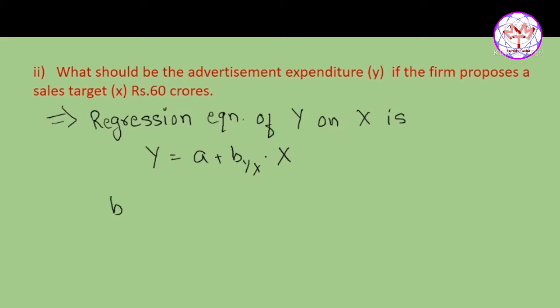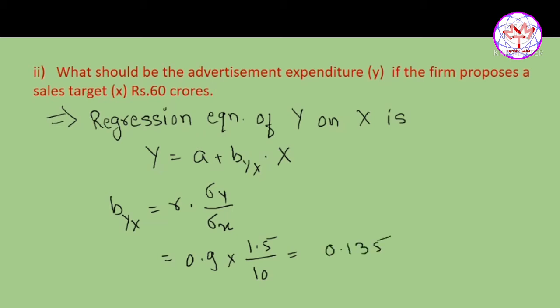Now we know that byx is equal to r into sigma y upon sigma x. Let us substitute the values. r is 0.9 into sigma y, that is 1.5, upon sigma x, that is 10. So we get here 15 nines are 135. So that is 0.135. This is your byx.